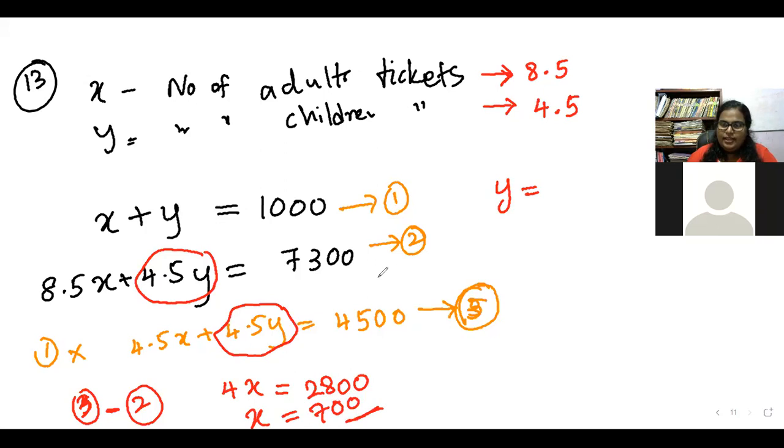substituting any of these three equations. So y should be 1000 minus x, and is 300. So the number of adult tickets which sold in this carnival is 700, and number of children tickets are 300 here, right? So this is a very easy question compared to the previous one.